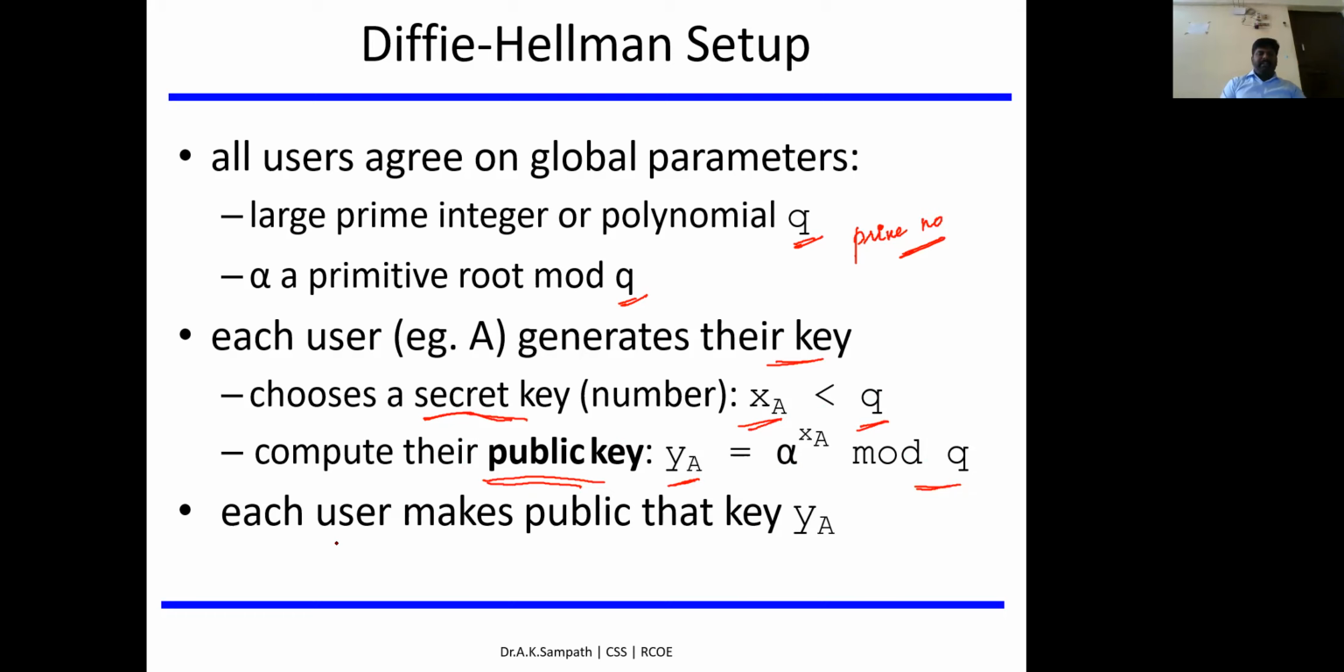And similarly, user B selects its secret key, which is xB.